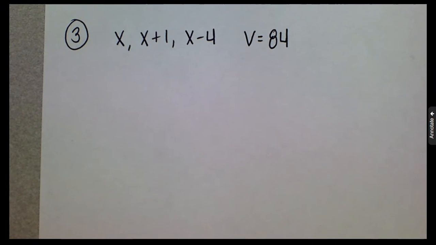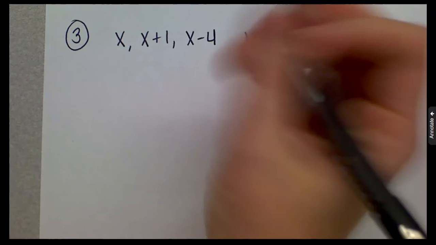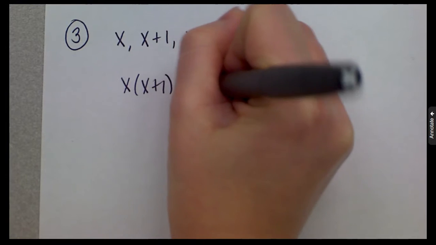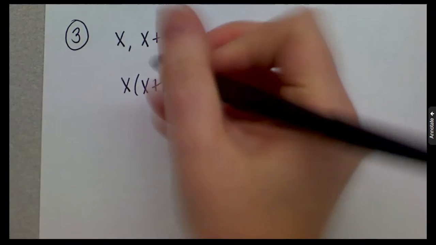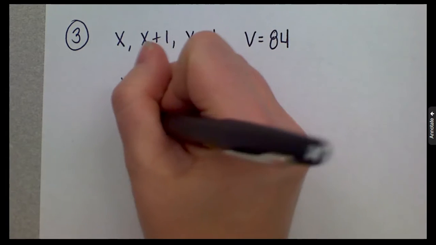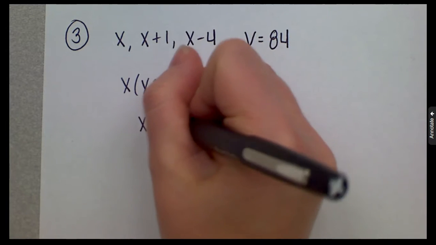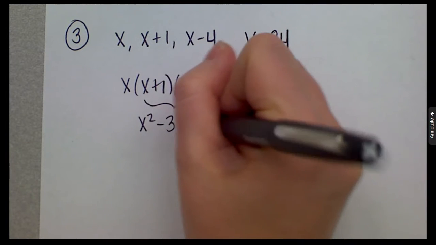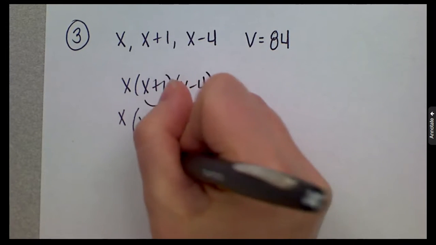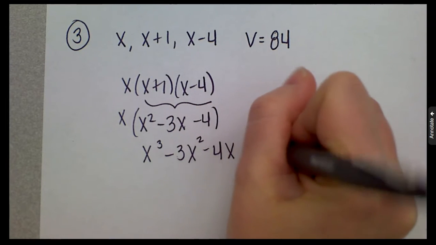So when I say the volume, and it has this width, length, and height, I'm gonna multiply them together to get volume. So we'll do x times x plus 1 times x minus 4. I'm gonna set it equal to 84, but I'm just gonna deal with this stuff first. I'm gonna distribute these two binomials. I'll get x squared minus 4x plus 1x is minus 3x minus 4. And then all that's getting multiplied by x. So I would get x cubed minus 3x squared minus 4x. And that's set equal to 84.